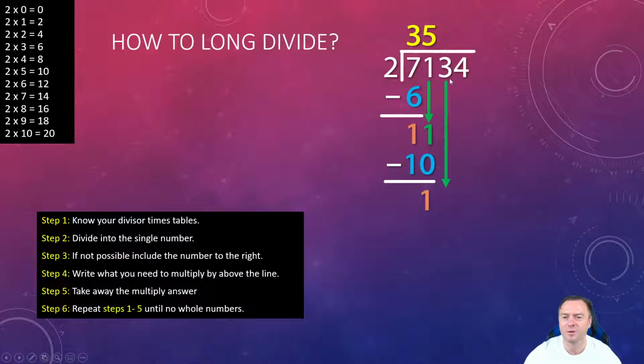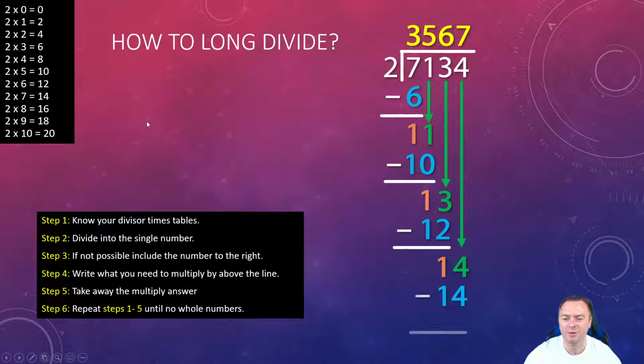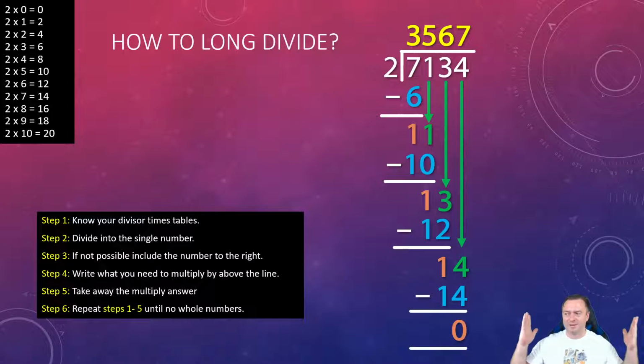We then go to the column across to it. We've got a 3. We bring that down. So let's have a look. 13 is between 12 and 14, so it's a 6. 6 times 2 is 12. 13 take away 12 leaves us with a 1. We then go to the next column across, the 4, and bring that down. So we've got 14. 14 goes into it perfectly, so we've got a 7. And we're all good. 14 take away 14 leaves us with our 0. Awesome. Cool.